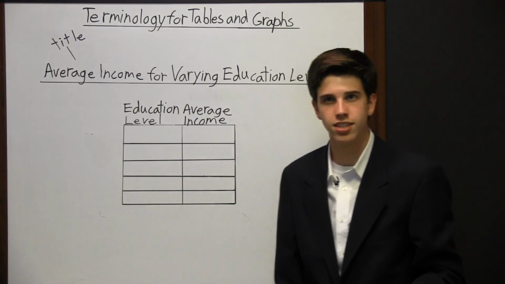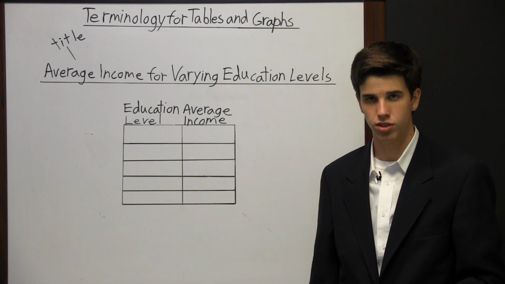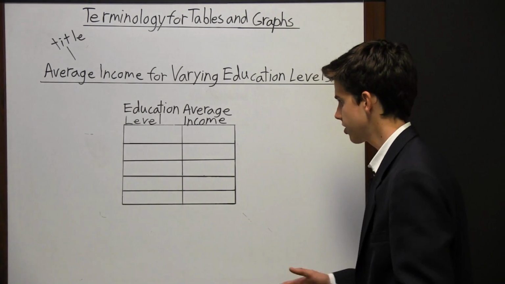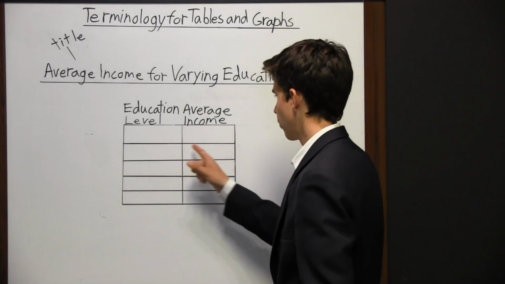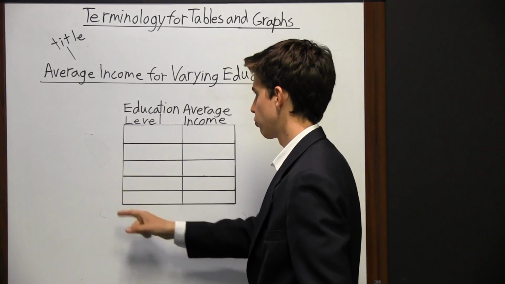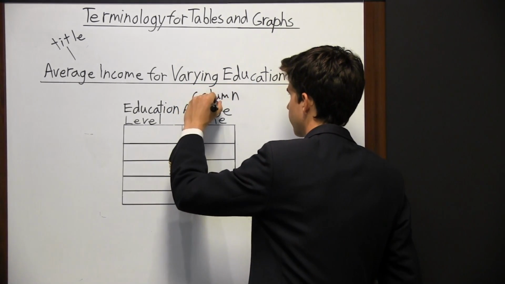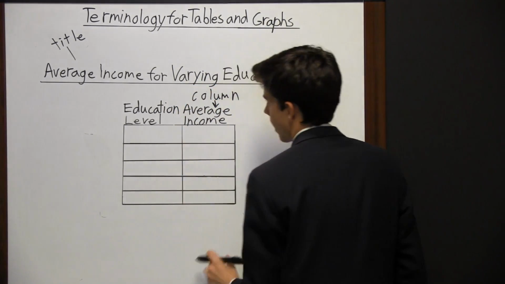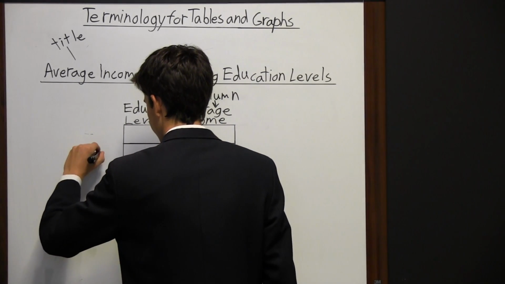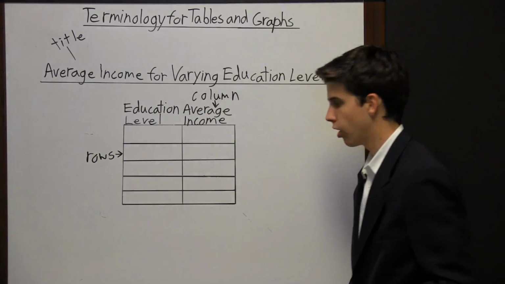So a table is composed of vertical columns and horizontal rows. And so the information is laid out in those columns and rows. So this table in particular has 2 vertical columns and 5 horizontal rows. So this right here is a column, all of this, and then this right here is a column as well, and then we have 5 rows. So this right here is a row.